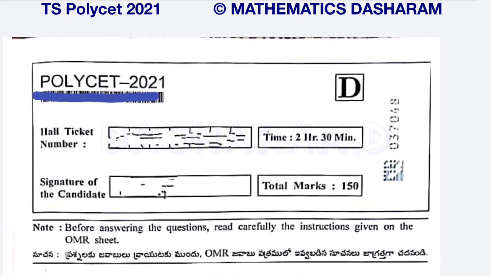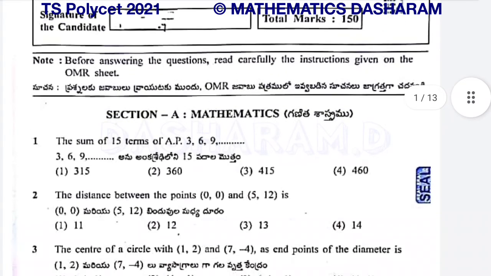TS Polyset 2021 Paper Code D, Section A, Mathematics.